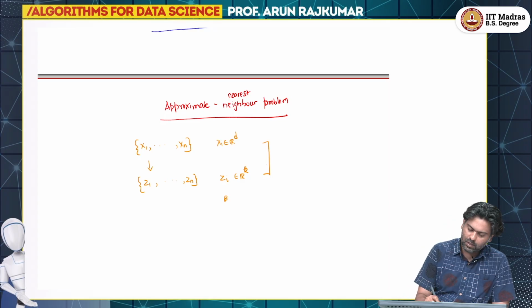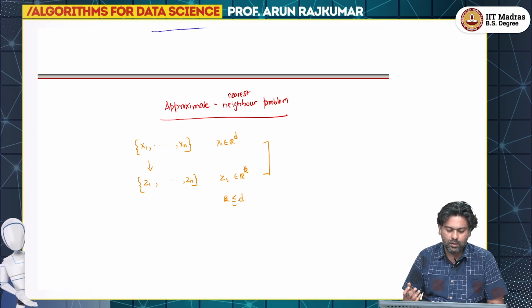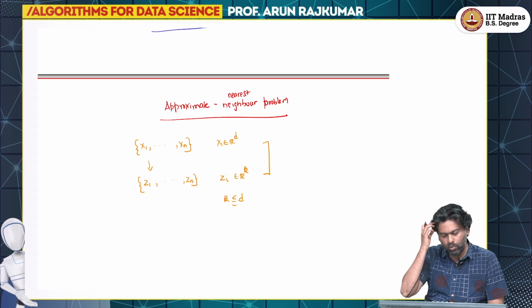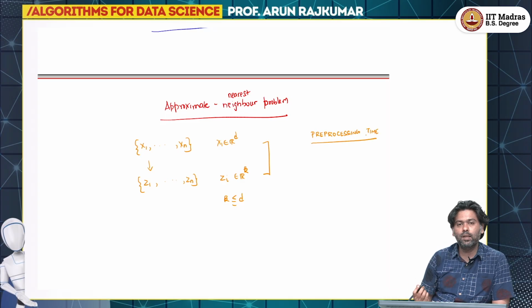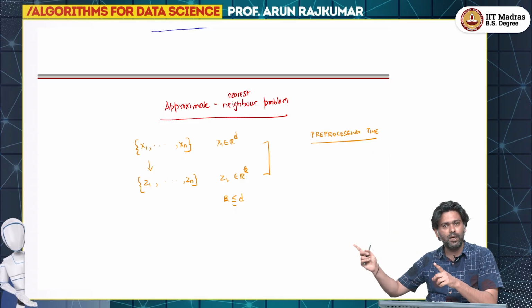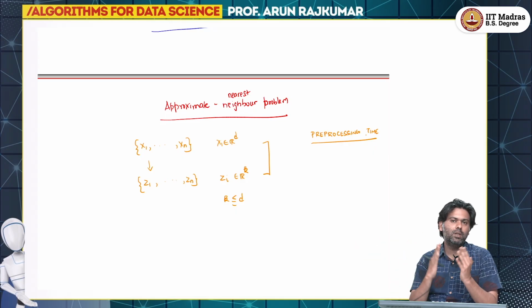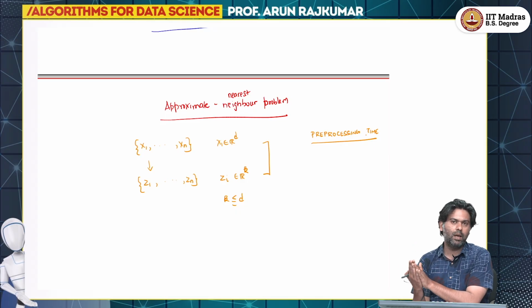So of course k is much smaller than d, log n by epsilon squared. So we are expecting k to be very small when compared to d. So how much pre-processing time does this take? Let's ask that question. Well, what has to happen? So we have to take a vector in d dimension and then map it to a vector in k dimension, and we have to do this n times. So how do we do this mapping? It's a linear mapping. So you take a k cross d matrix multiplied with the d dimensional vector.